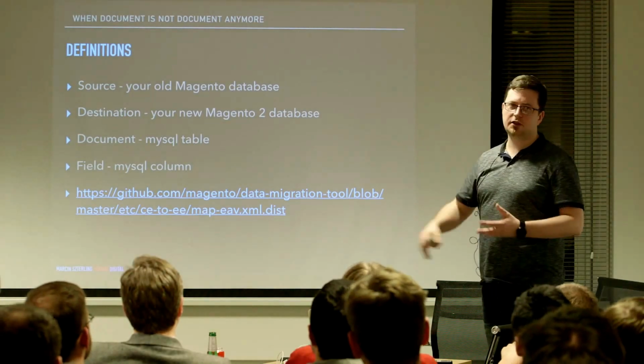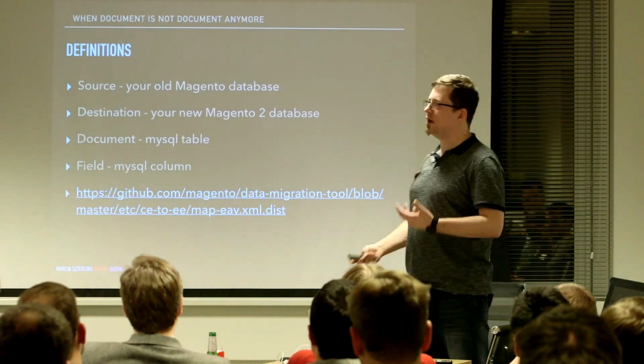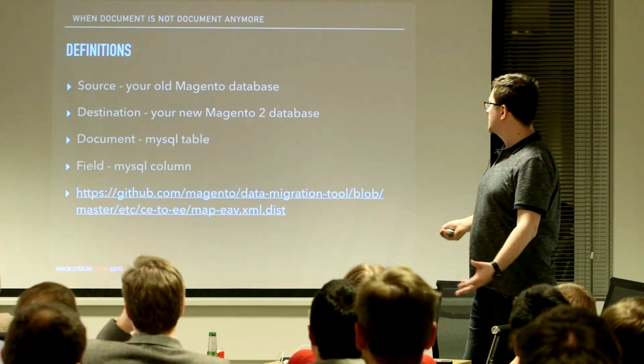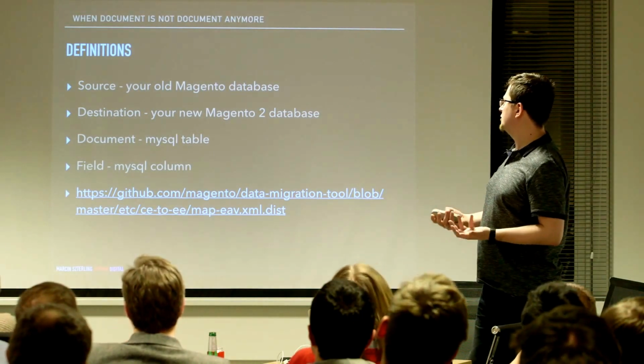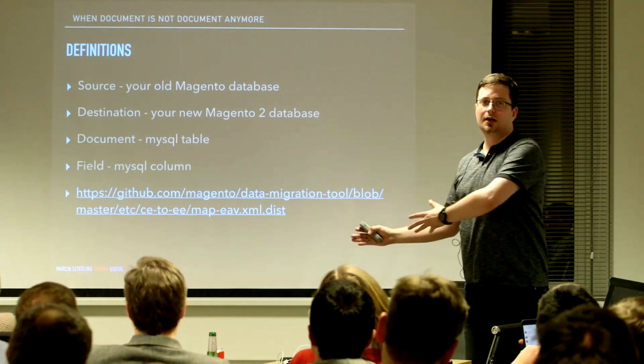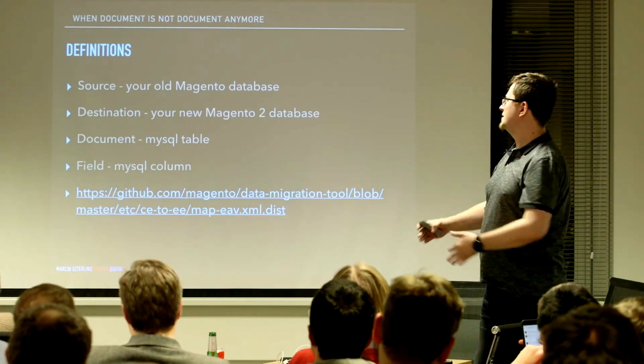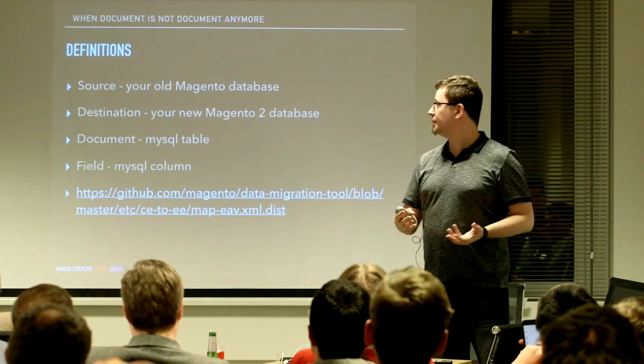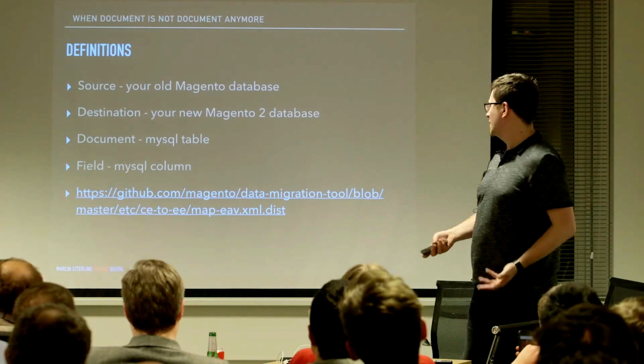Okay, so they use different definitions, obviously. So you need to learn new keywords. Source is the old Magento database. Destination is the Magento 2 database. Document, it's MySQL table. Field is MySQL column. Not that bad.